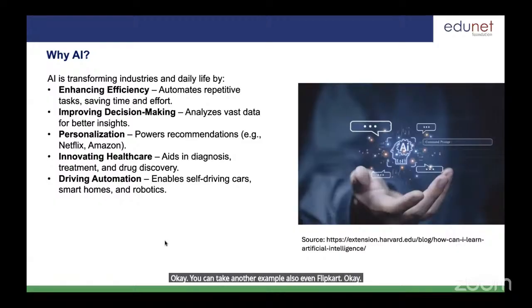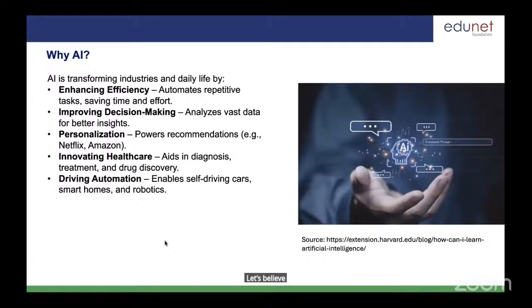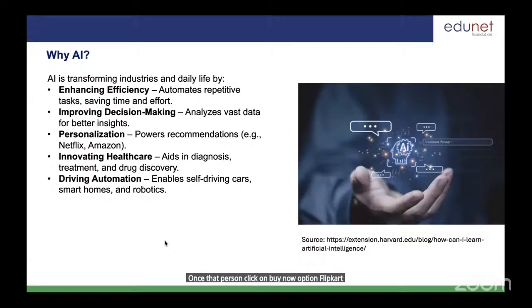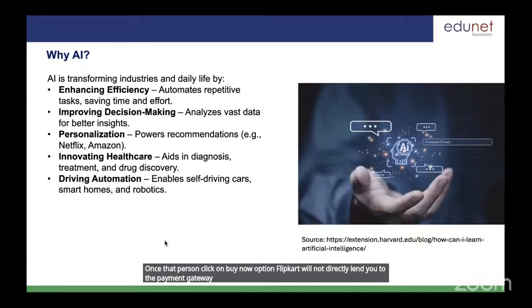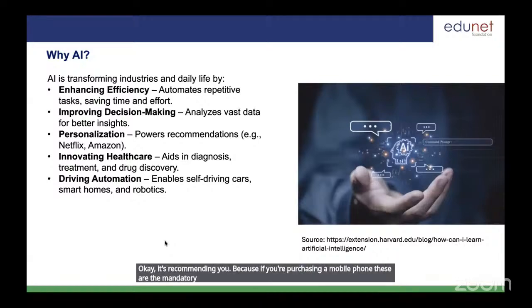What will Flipkart do? Let's take a simple example of this recommendation system. Let's believe that a person wants to purchase a mobile phone. He will visit the Flipkart website, search for the mobile phone, select it, and click on the buy now option. Once the person clicks on buy now, Flipkart will not directly land you on the payment gateway. Before that, it will pop up a few more things for you. It will state that people often purchase a tempered glass and a back panel along with this. It's recommending because if you're purchasing a mobile phone, these are the mandatory things you will be purchasing.